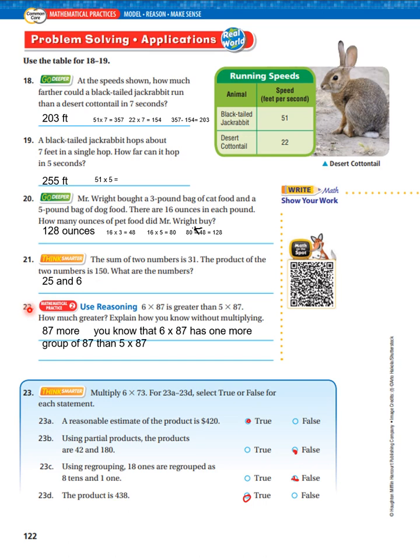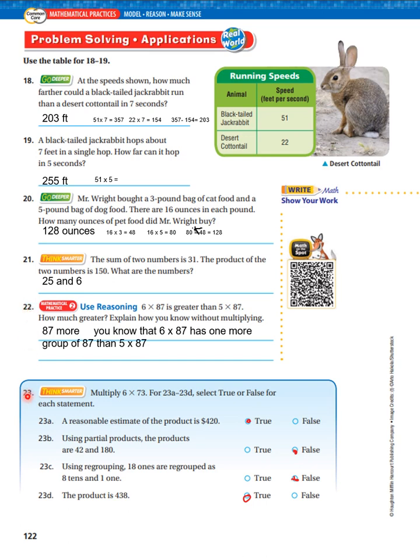All right, here we go. 22. 6 times 87 is greater than 5 times 87. How much greater? Explain how you know without multiplying. Well, it's 87 more. And you know that because 6 times 87 has one more group of 87 than 5 times 87.